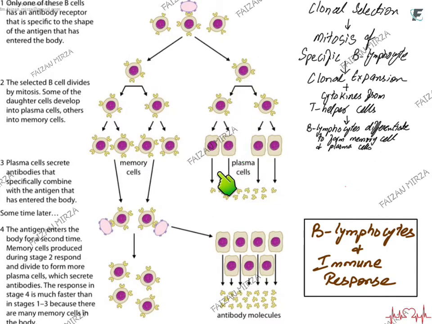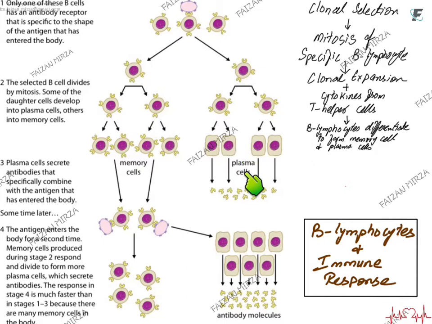And when they are differentiating into the plasma cells or the memory cells, this entire sequence of events needs help from T helper cells in the form of cytokines. Cytokines are certain chemicals which are required for this differentiation, where memory cells and plasma cells are produced from the selected B lymphocyte whose complementary antigen is now present inside the body.